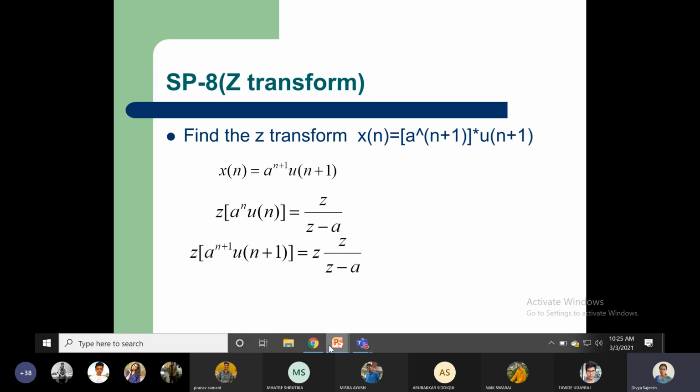So we will be multiplying the Z transform of a raised to n u of n, which is Z upon Z minus a. For the shifted signal, it will be Z raised to how much shifting there is. Here it is n plus 1, so Z raised to 1. So Z into Z upon Z minus a is the solution for this.